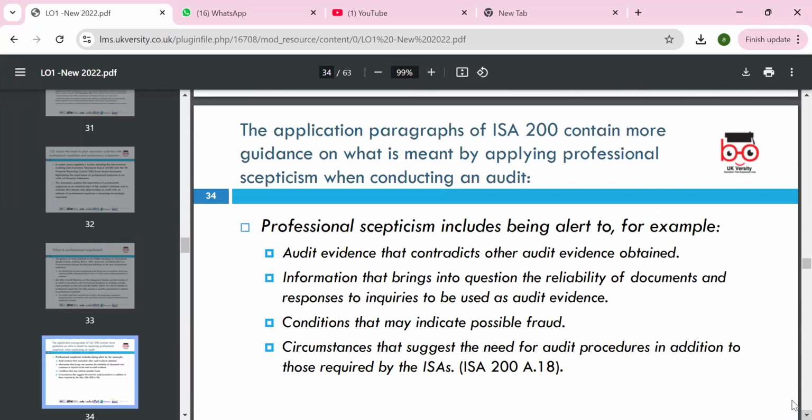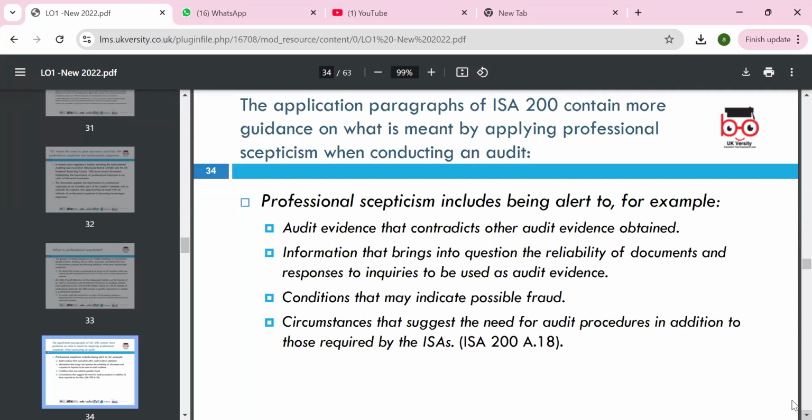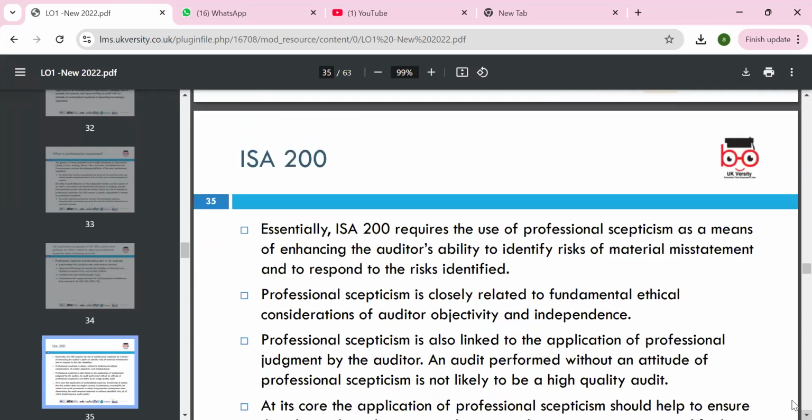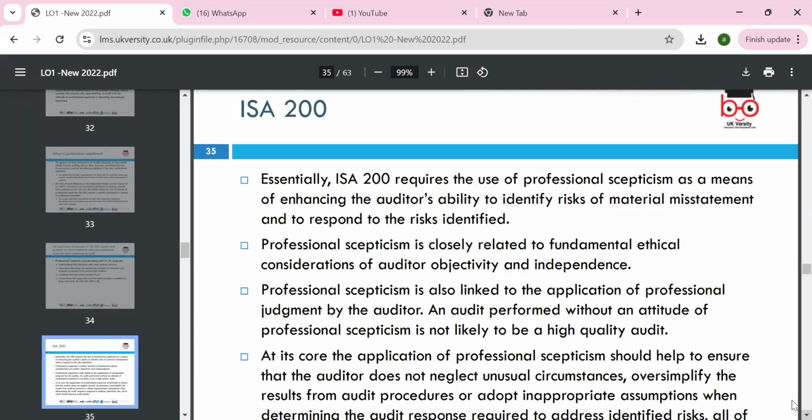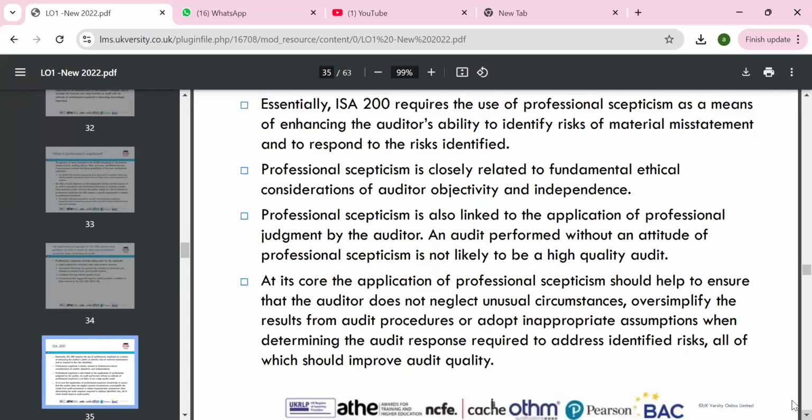What is meant by applying professional skepticism when conducting an audit? Professional skepticism includes being alert to audit evidence that contradicts other audit evidence obtained, and information that brings into question the reliability of documents. Also conditions that may indicate possible fraud, and circumstances that suggest audit procedures in addition to those required. ISA 200 requires the use of skepticism to enhance the auditor's ability to identify the risk of material misstatement.